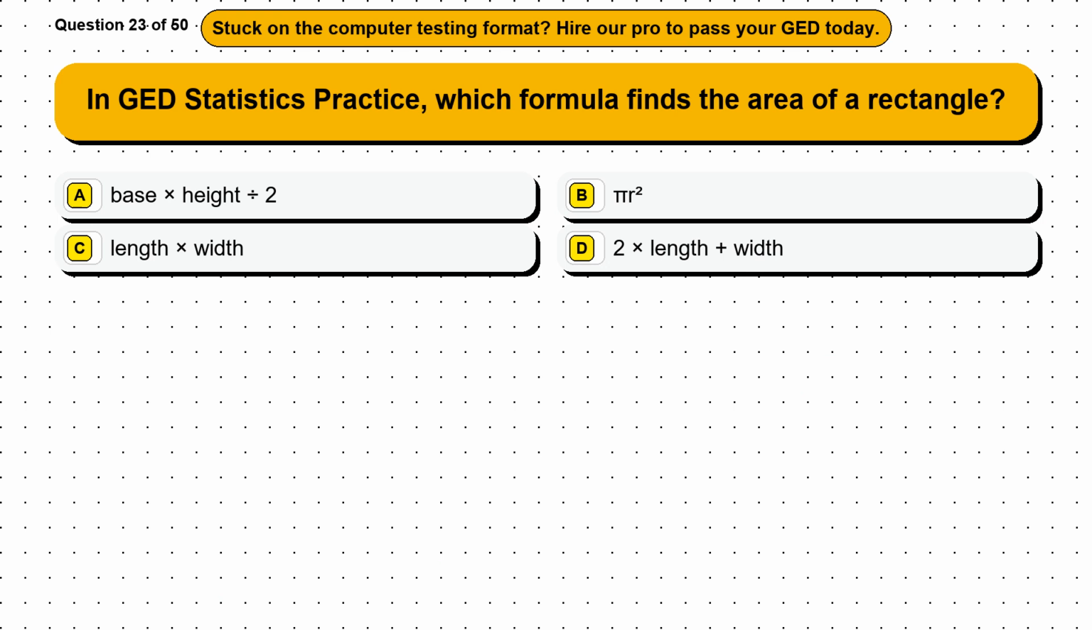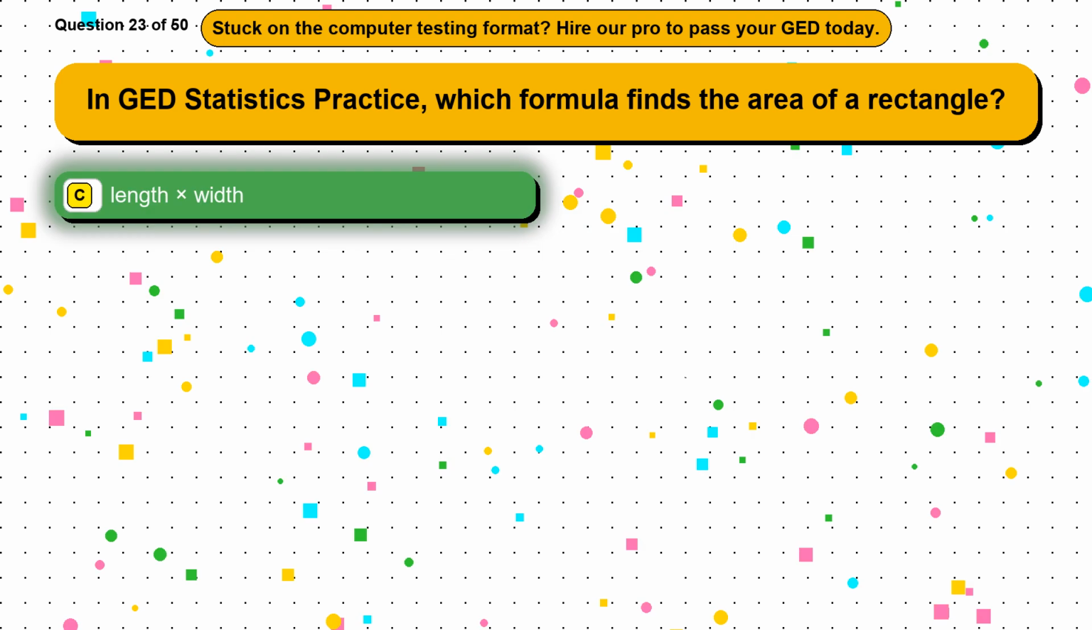Question 23. In GED Statistics Practice, which formula finds the area of a rectangle? Option A, base times height divided by 2. Option B, pi r squared. Option C, length times width. Option D, 2 times length plus width. The correct answer is option C, length times width.